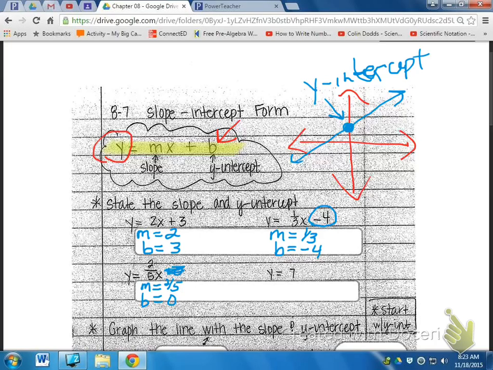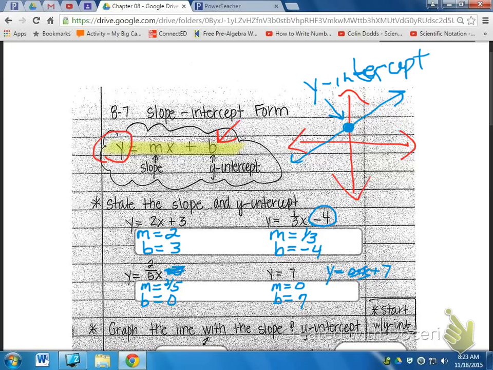Okay, now the next one, where y equals 7, looks a little different, but it's still slope-intercept form. There's no x term. So Tori, what do you think the slope is? 0. Yeah, the slope is 0 this time, because what happened there was really this. Y equals 0 times x plus 7. Well, 0 times anything falls out, and that's why it just says y equals 7. So Tori, what's the y-intercept on that one? 7.